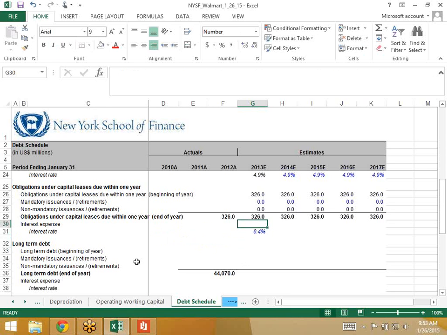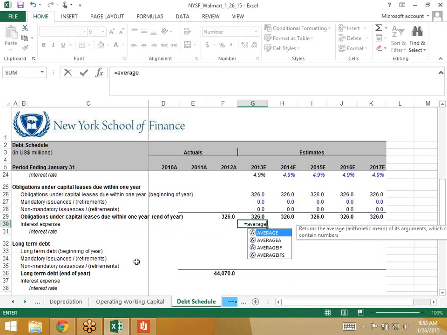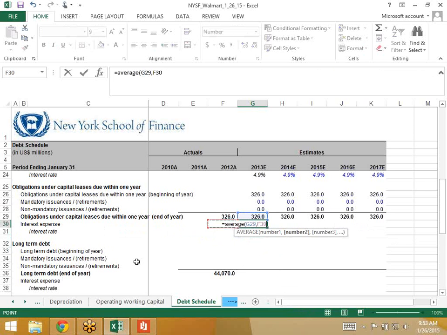So I'm going to use that rate to back into the interest expense in that year, which would be equal to the average, open parentheses, this year, comma, last year, times the rate. 27.5 on the current portion of long-term debt. Does that match what we have here? Yes.